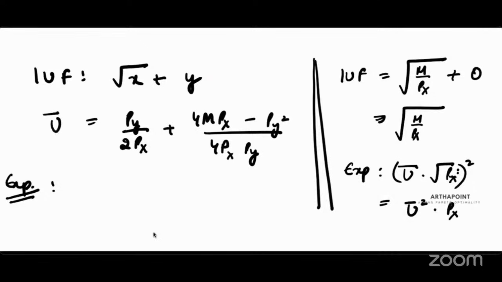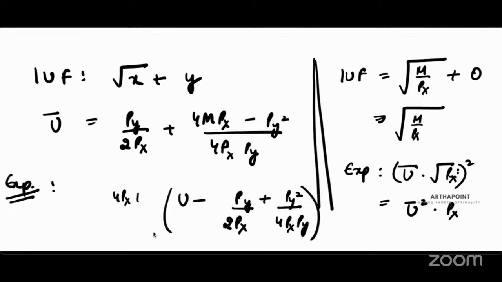Equate this to u bar. So it will be u bar minus py by 2px plus py square by 4px py into 4px py by 4px. This will be your value of income. So this will be your indirect utility function.